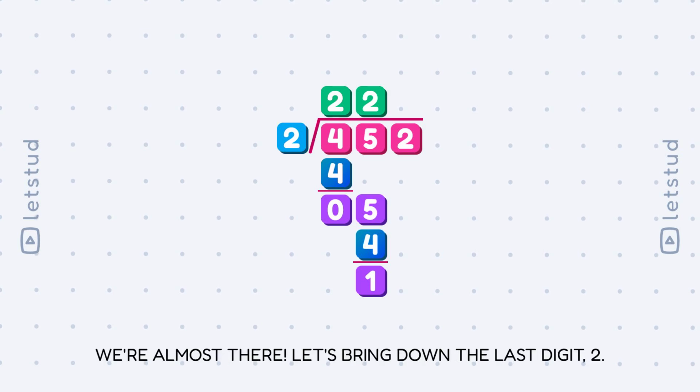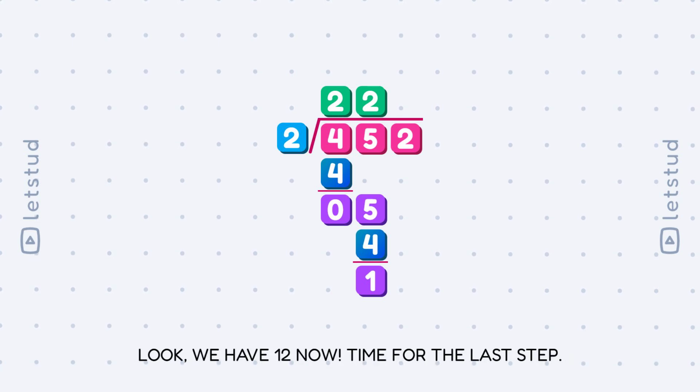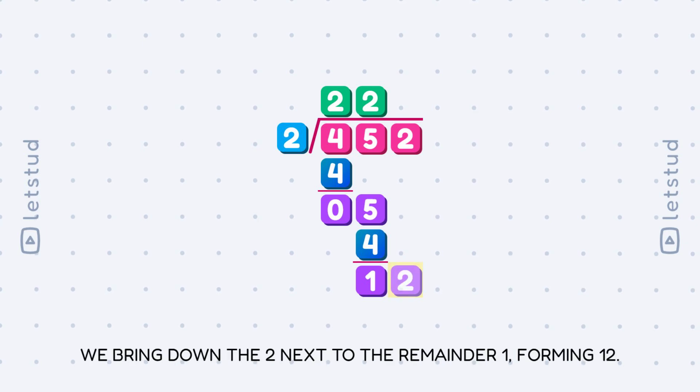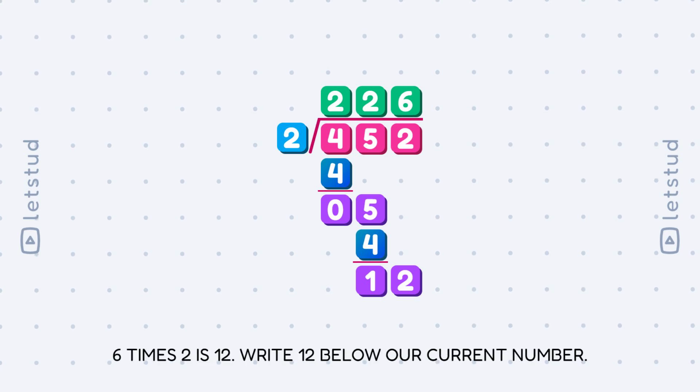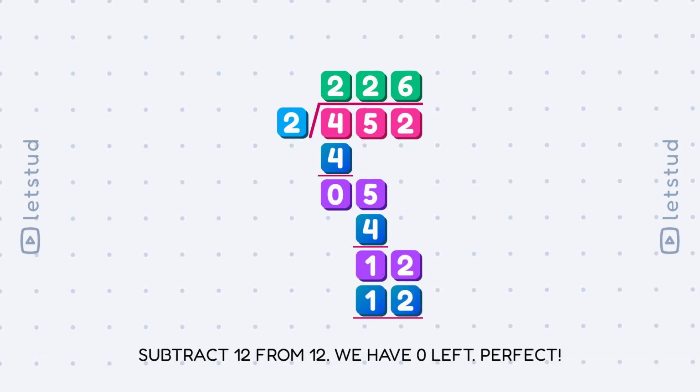We're almost there. Let's bring down the last digit, 2. Look, we have 12 now. Time for the last step. We bring down the 2 next to the remainder 1, forming 12. How many times does 2 go into 12? It's 6. 6 times 2 is 12. Write 12 below our current number. Subtract 12 from 12. We have 0 left.